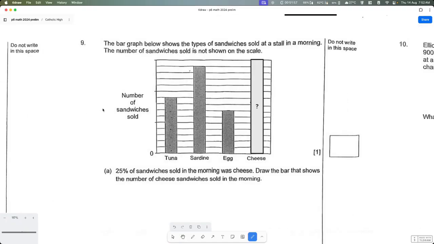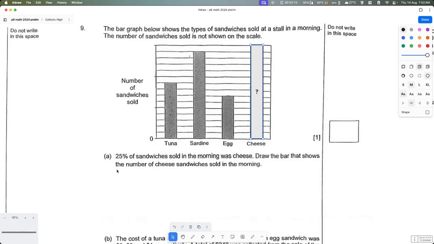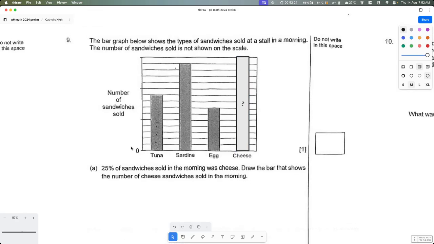Okay, so question number 9. The bar graph below shows the type of sandwiches sold at the store in the morning. The number of sandwiches sold is not shown in the scale. For cheese over here, I put the full one because there is the answer behind this, but this is not the correct one. Part A, 25% of sandwiches in the morning was cheese. Draw the bar that shows the number of cheese over here.